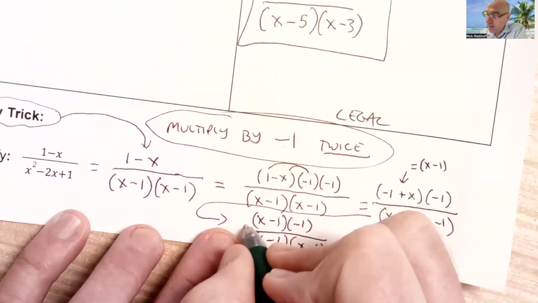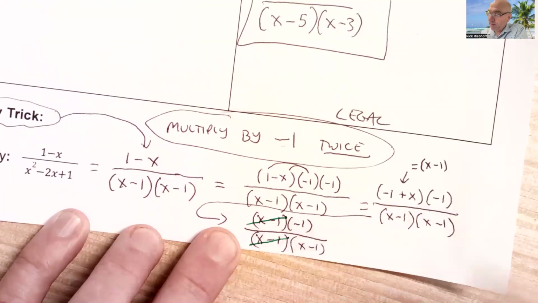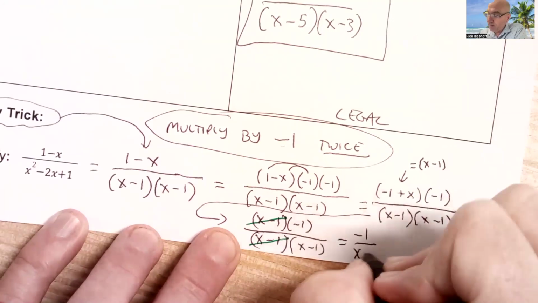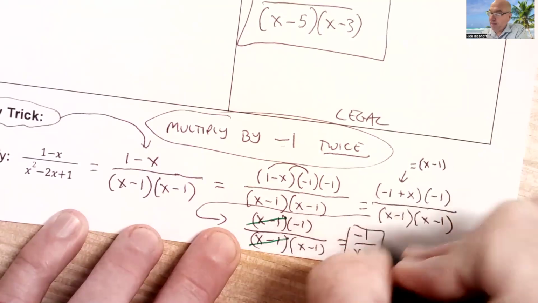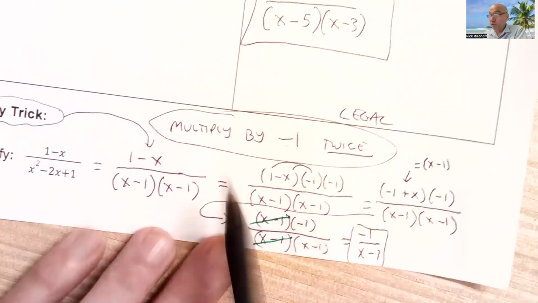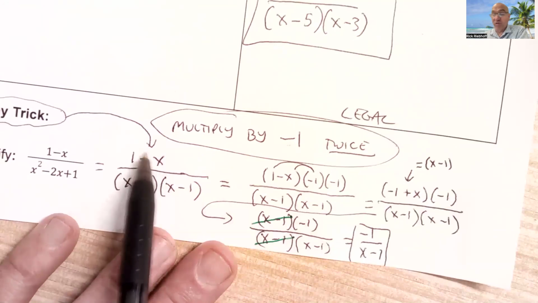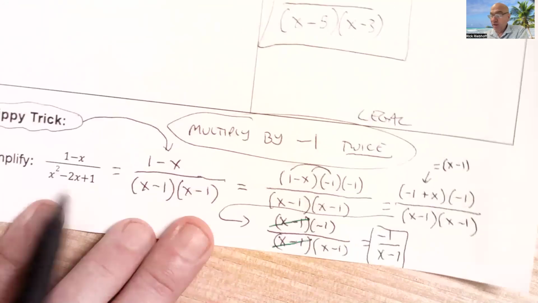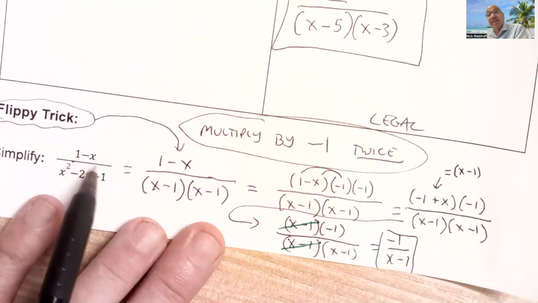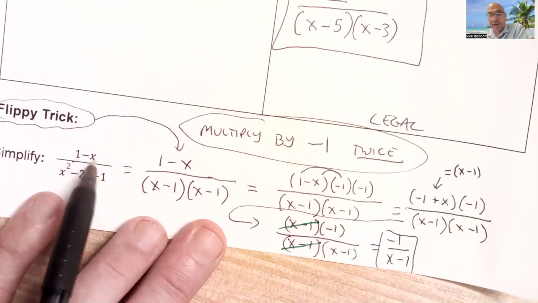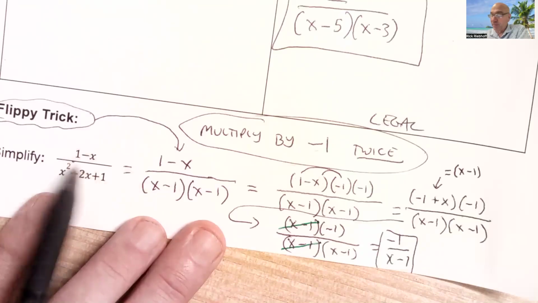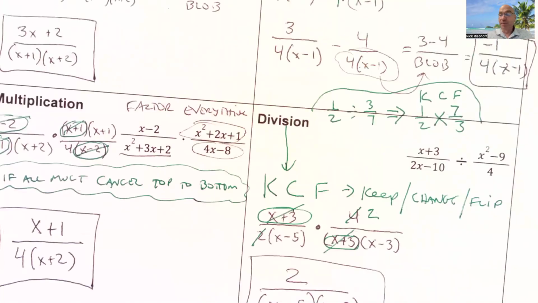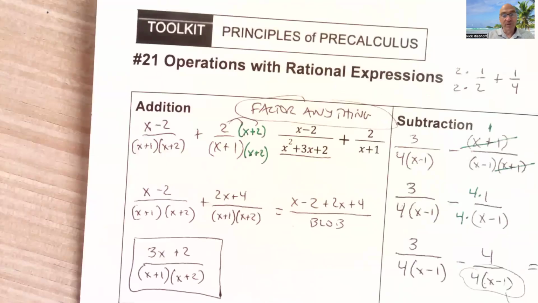And now I can cancel these two. So I have -1 over x minus 1. So I was able to simplify. If you're so close to simplifying, if you just flip two things around, you can use the flippy trick. It only works really when it's something minus x or something minus 2x or something like that, right? We need a minus sign in between for us to do it. And that's that. Number 21 is done. Good job, people.